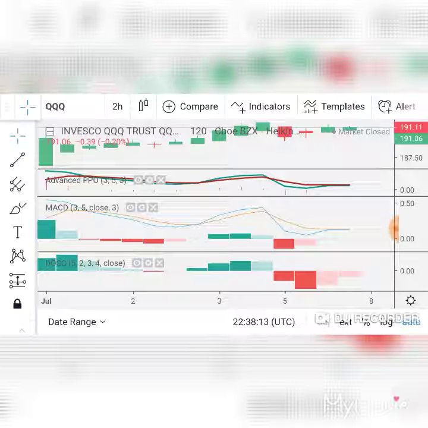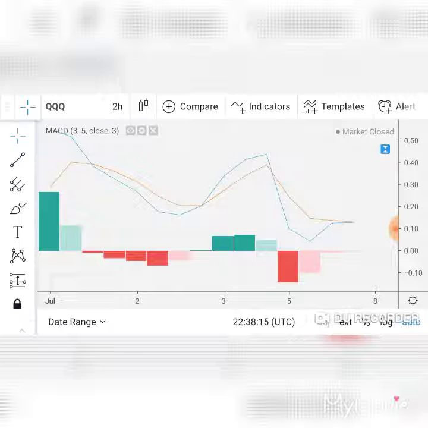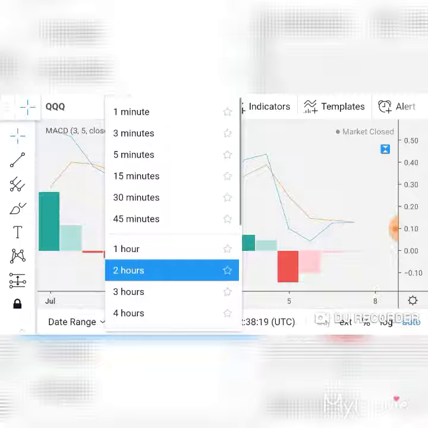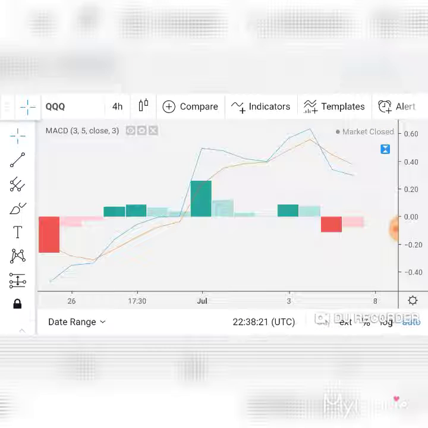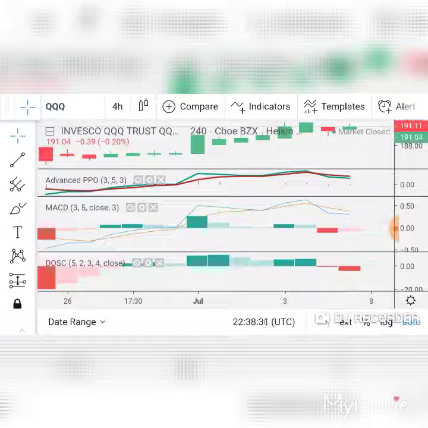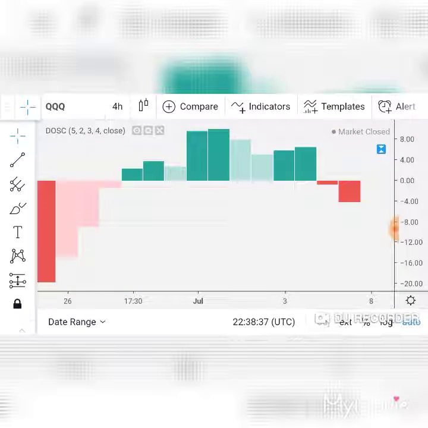Let's look at the MACD on the 2-hour chart. The MACD on the 2-hour chart is about even. Let's check the 4-hour chart. MACD on the 4-hour chart, our blue line is beneath our orange line, which means that it's going down. Let's check our derivative oscillator on the 4-hour chart. The derivative oscillator on the 4-hour chart for NASDAQ is getting more red, so it's getting more negative.